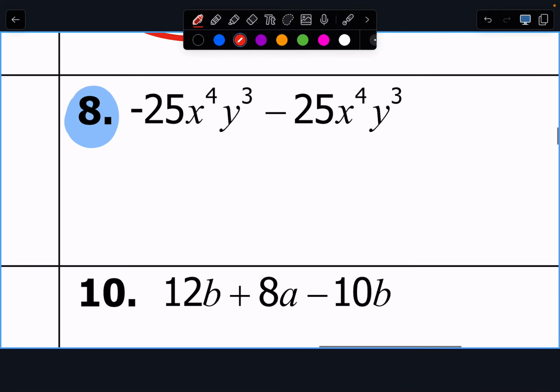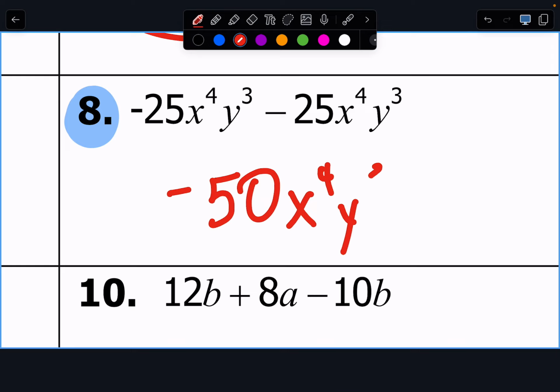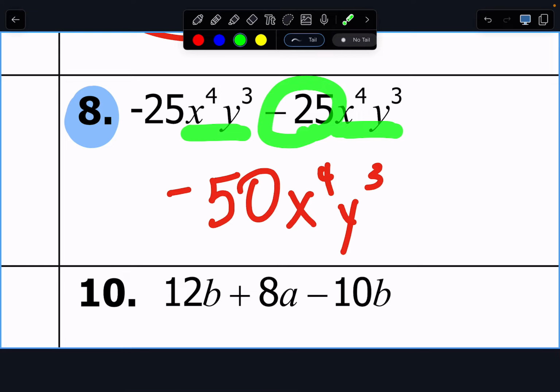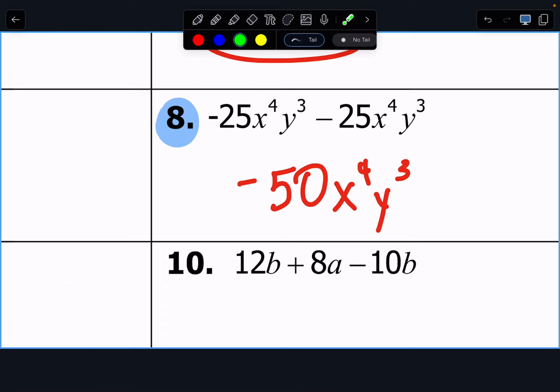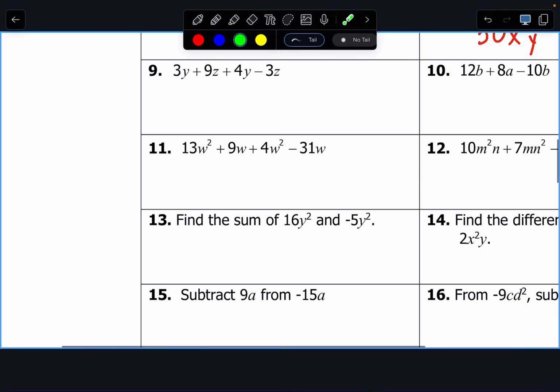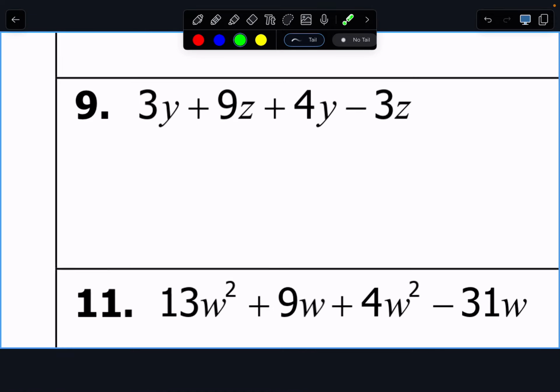Eva, what did you get for number 8? Negative 50, x to the 4th, y to the 3rd. Do you agree? We have like terms here, x to the 4th, y cubed. And so we are going to take the coefficients and perform that operation.